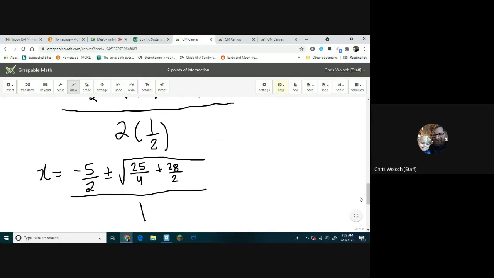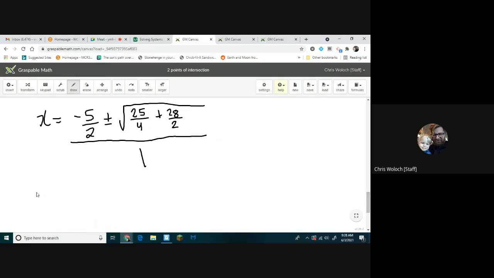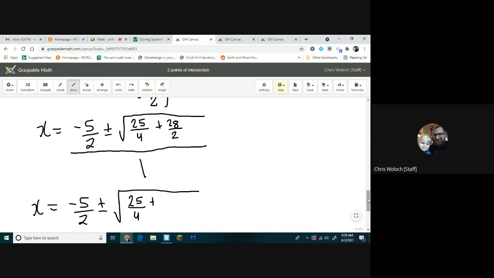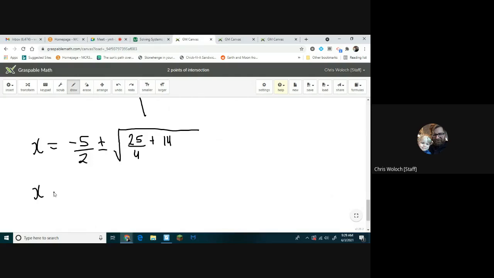So dividing anything by 1 is actually good because I'm only going to be left with the numerator. So I'm going to have x equals minus 5/2 plus or minus square root. So this here, okay, so 25/4. Can I simplify that one? Well, let's just wait. So 25/4 plus 28/2 is 14. Plus or minus.